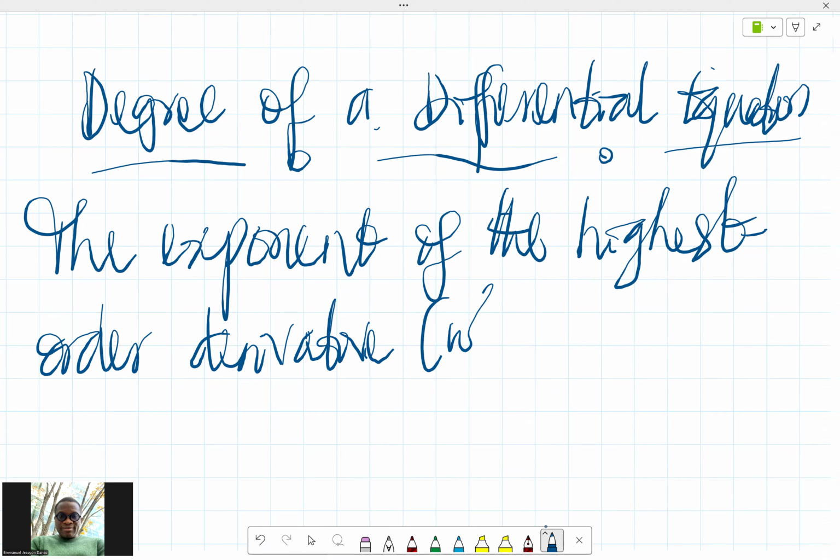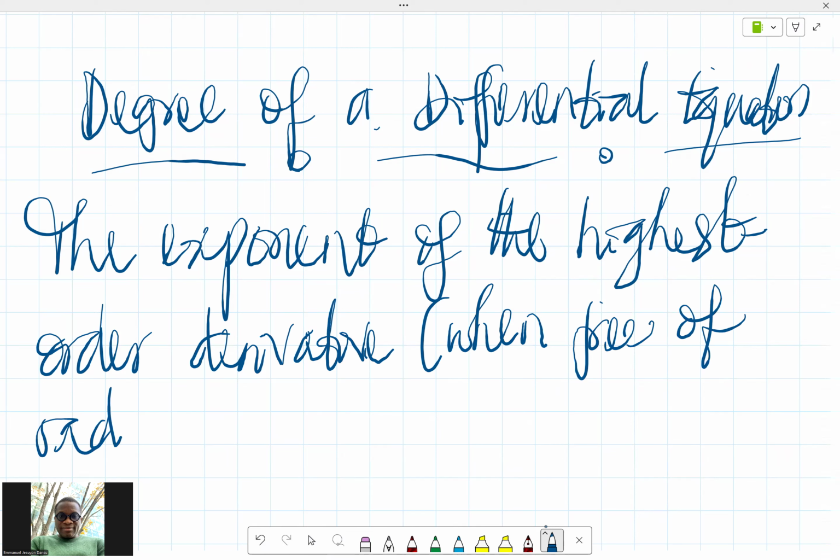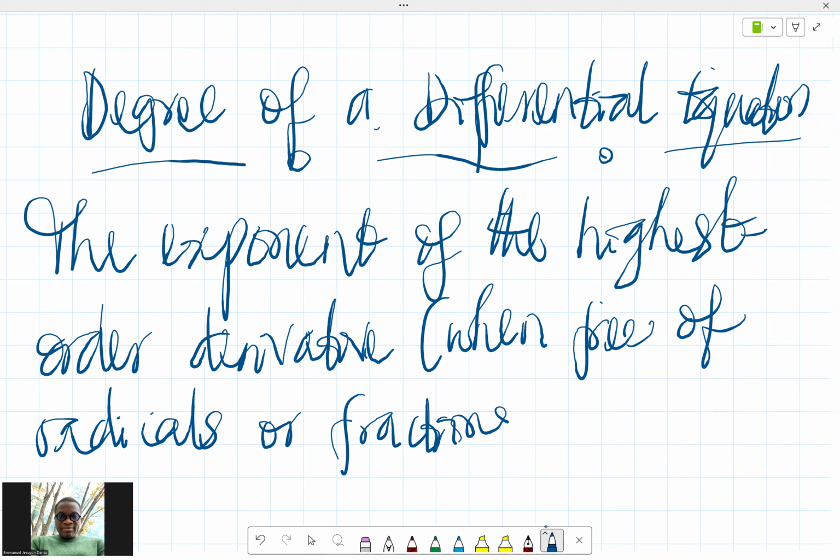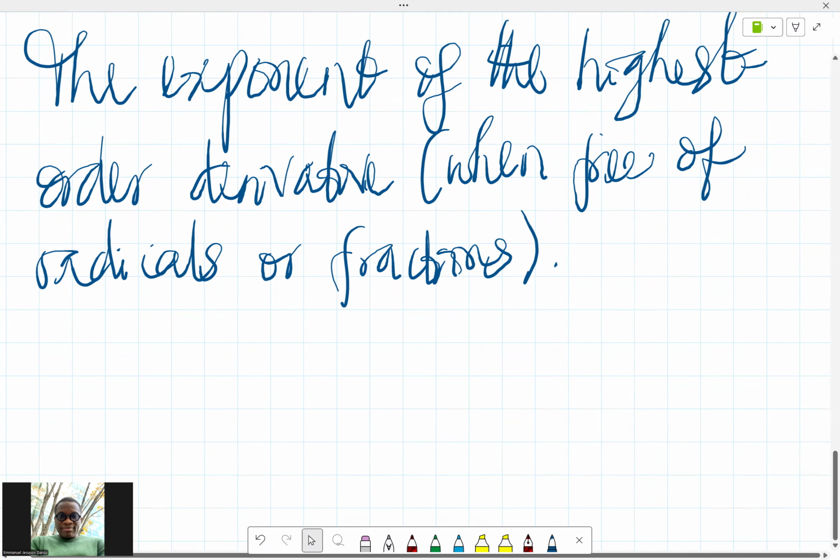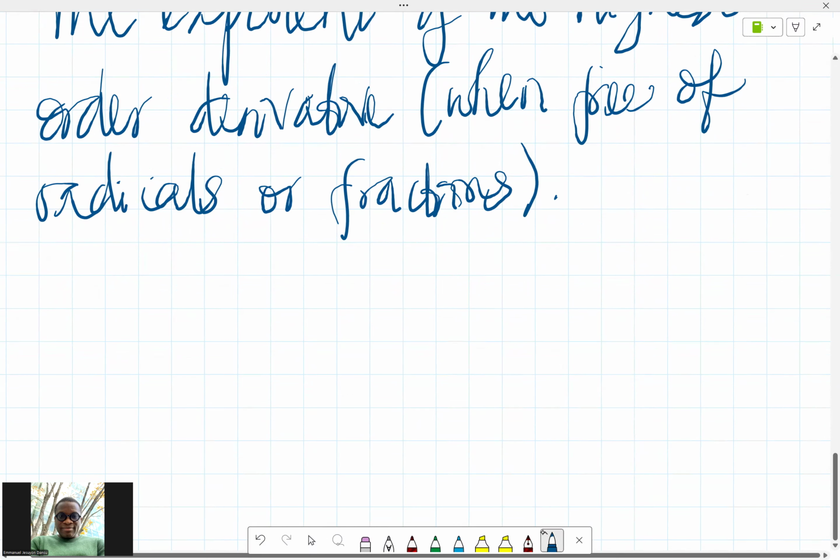And this applies when the equation is free of radicals or fractions. So if you don't have it raised to a power that is negative or a fraction, then you can quickly and easily talk about the degree. But these days we talk about fractional derivatives, and in a fractional derivative, it's difficult to talk about the degree. If you are talking about whole numbers, then you can easily get the degree of a differential equation.